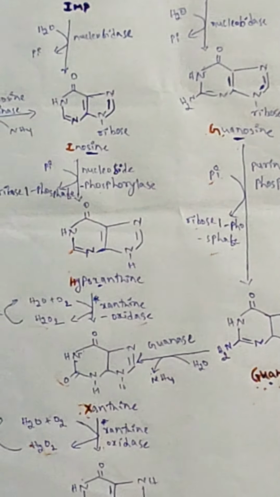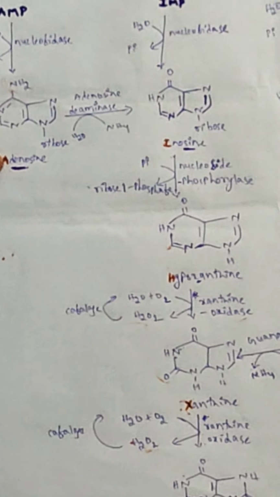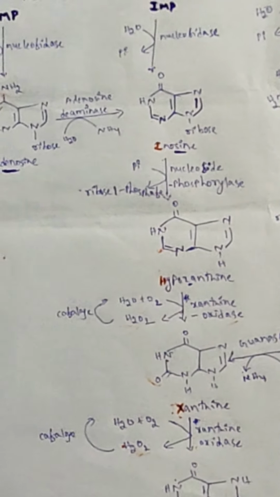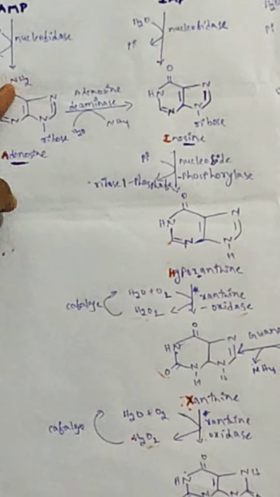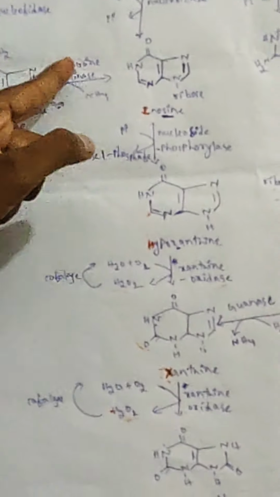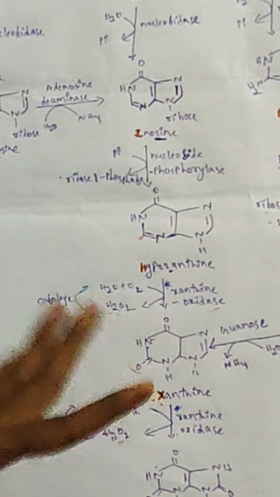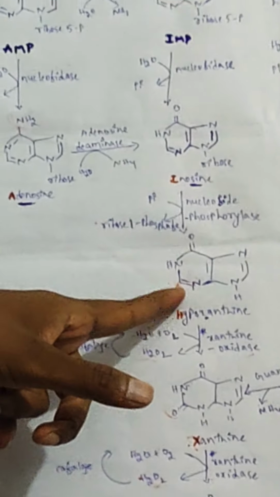This enzyme cannot degrade adenosine into adenine. That's why whatever adenosine is formed here must be converted to inosine only. That can be done by deamination, meaning the amino group is liberated and oxygen added in the presence of adenosine deaminase. Next, hypoxanthine is formed here.